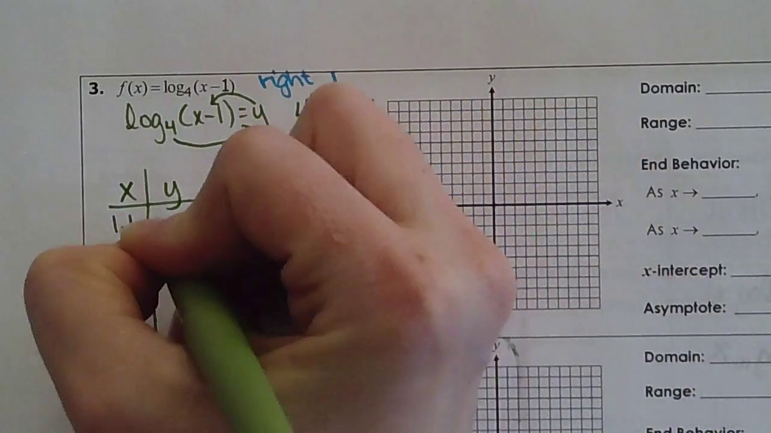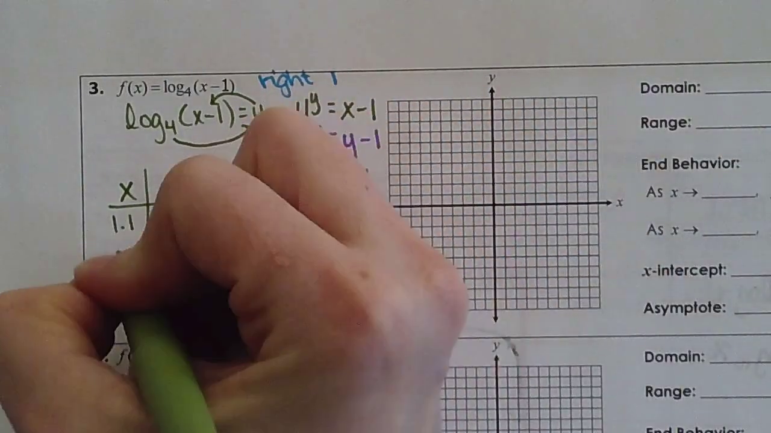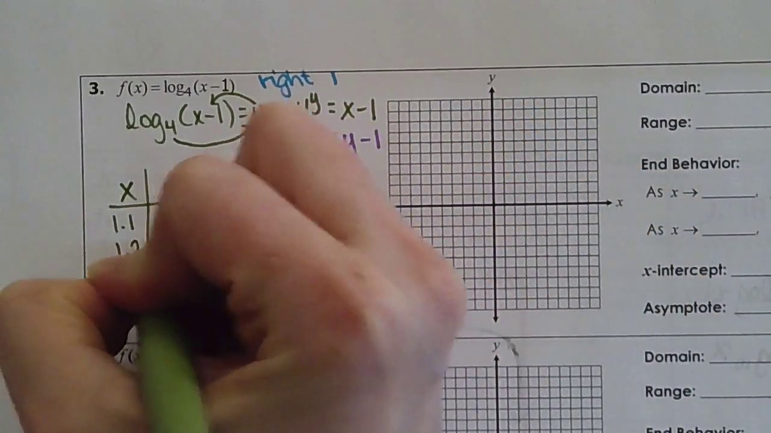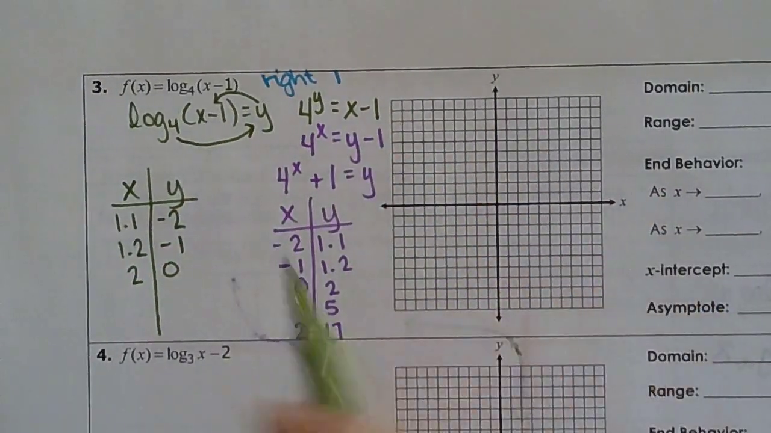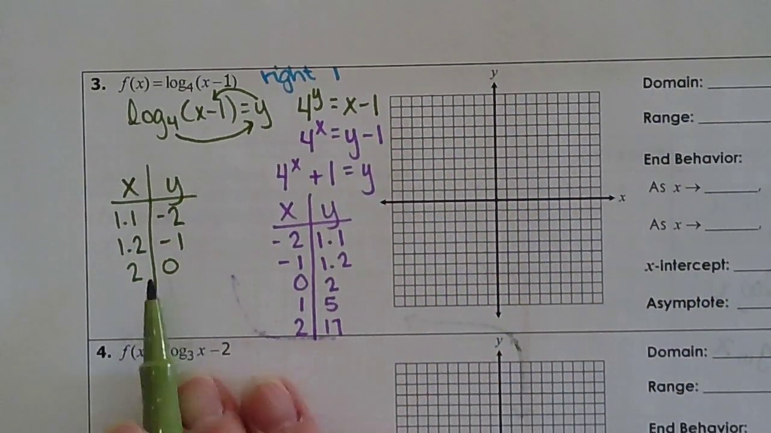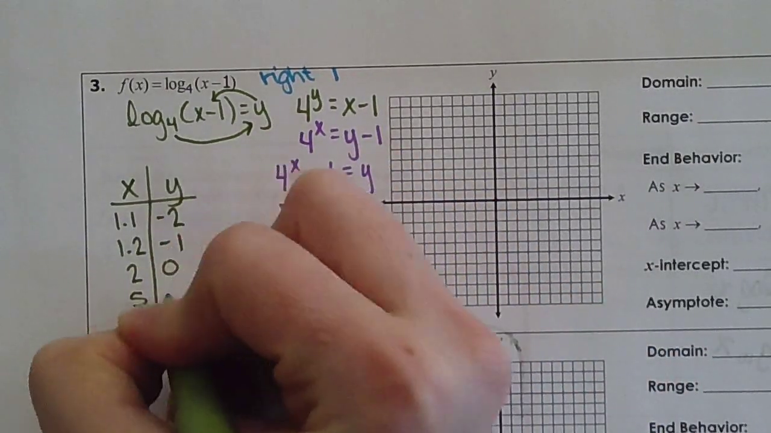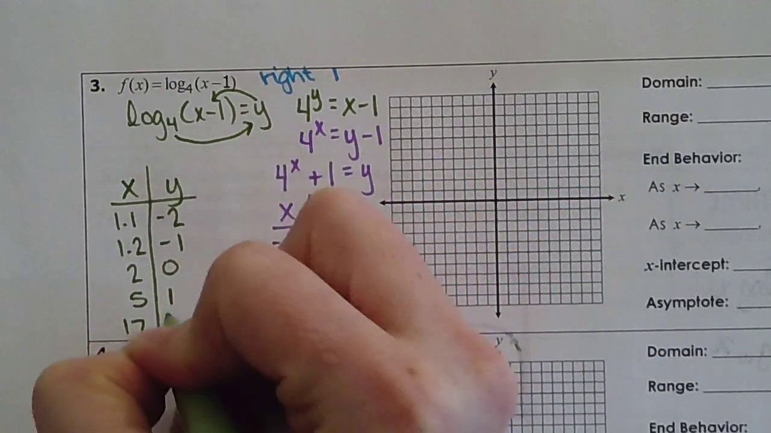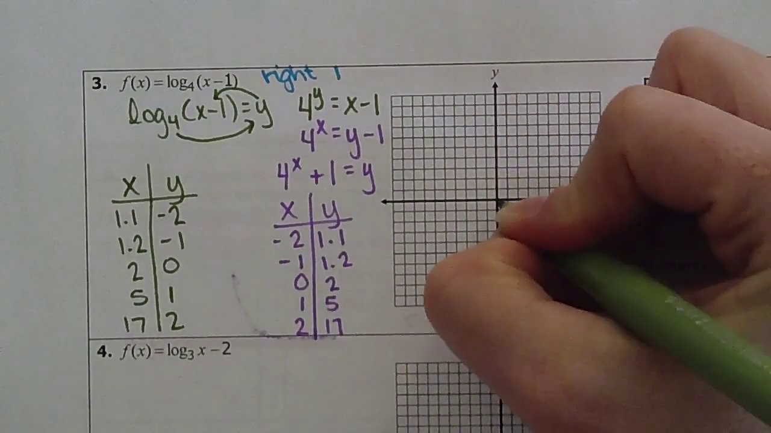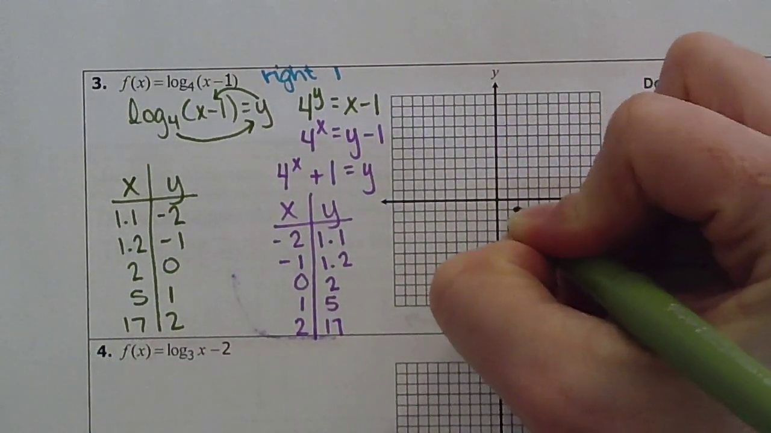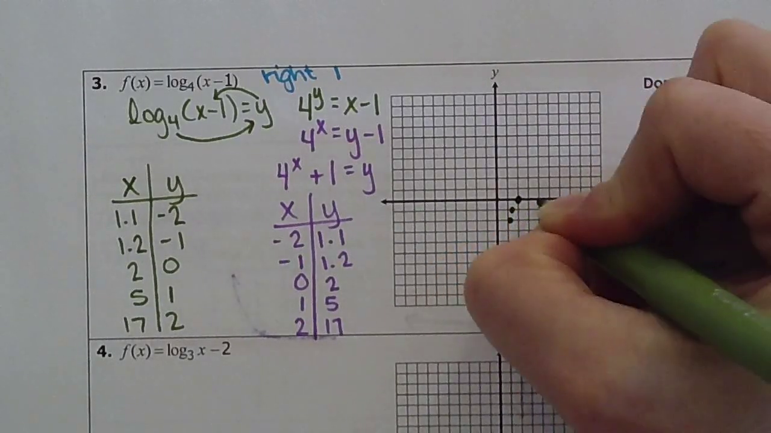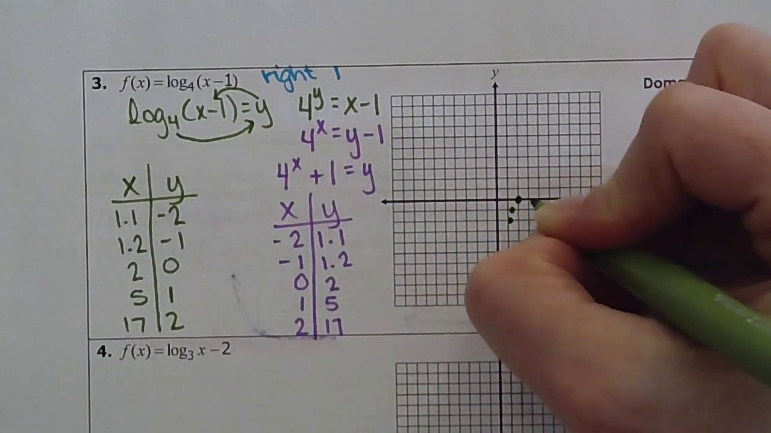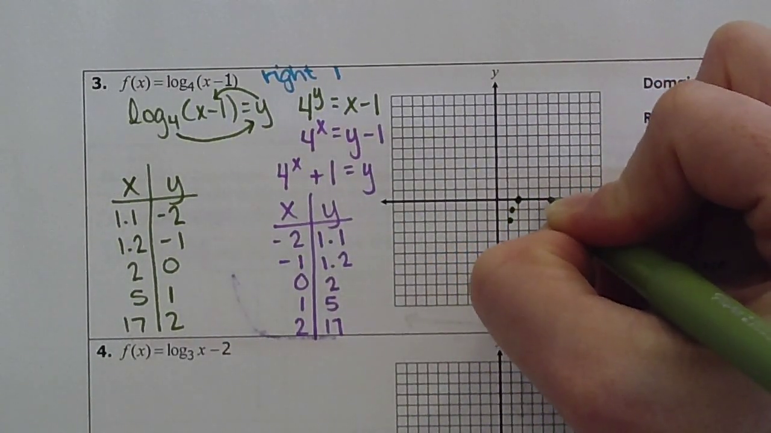So 1.1 with -2, 1.2 with -1, 2 with 0, and there's my x-intercept shifted to the right by 1, 5 with 1, and 17 with 2. Okay, 1.1, 3, 4, 5, 1.